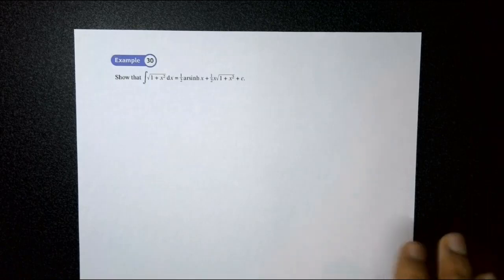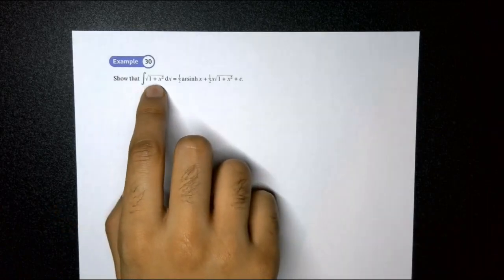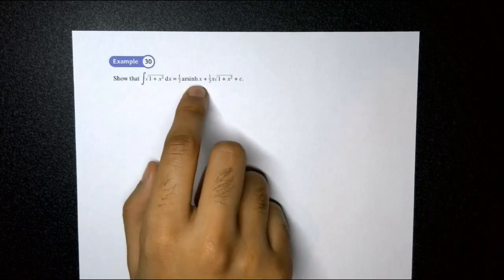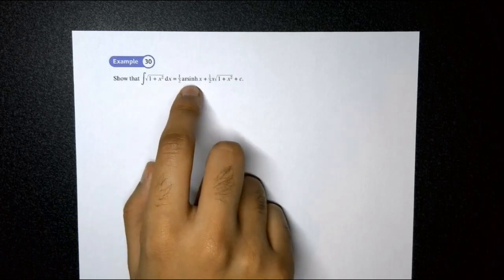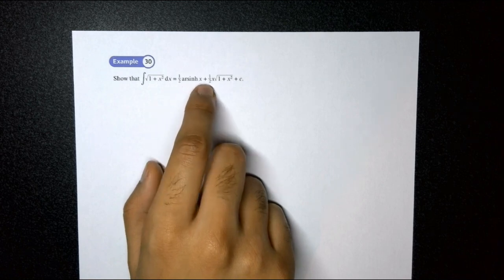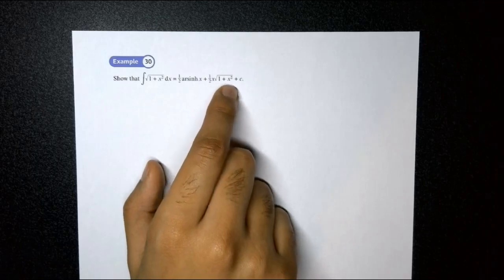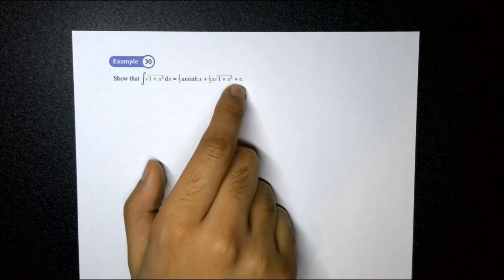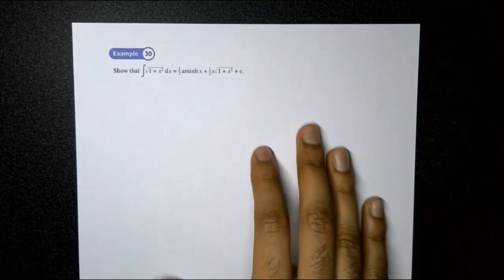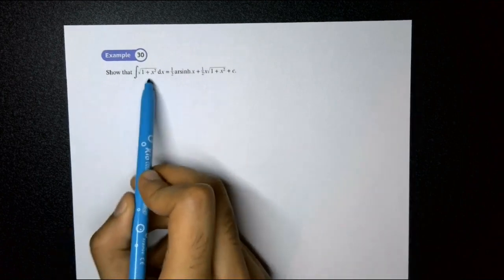Example number 30: we have to show that the integral of the square root of 1 plus x squared with respect to x is equal to 1/2 times the inverse hyperbolic sine of x, plus 1/2 times x times the square root of 1 plus x squared, plus c. So the way we start these questions is to first of all recognize that we need to use some sort of a substitution.